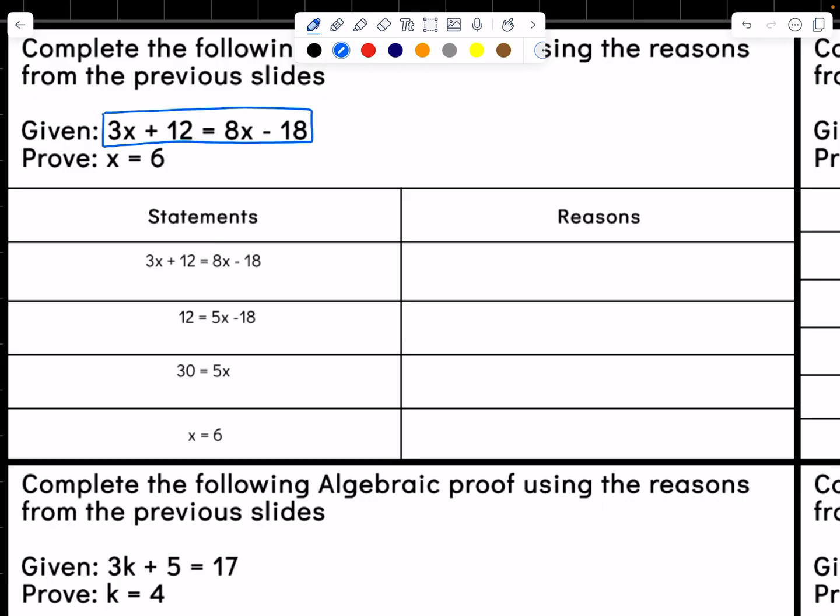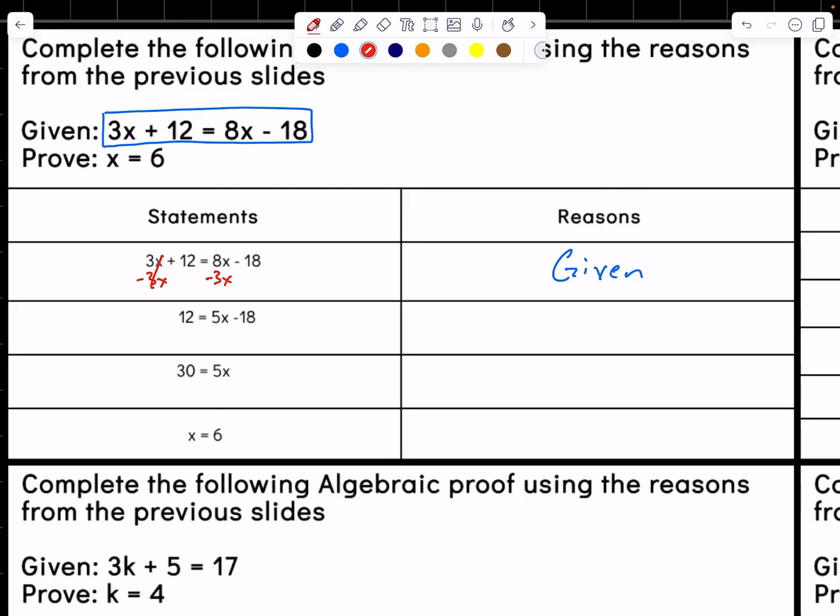So given 3x plus 12 equals 8x minus 18, we have that in our first statement. Our reason is that it's given. They gave it to us, so we're going to start off with our given statement. Our next piece, to get down to 12 equals 5x minus 18, we had to subtract 3x from both sides.